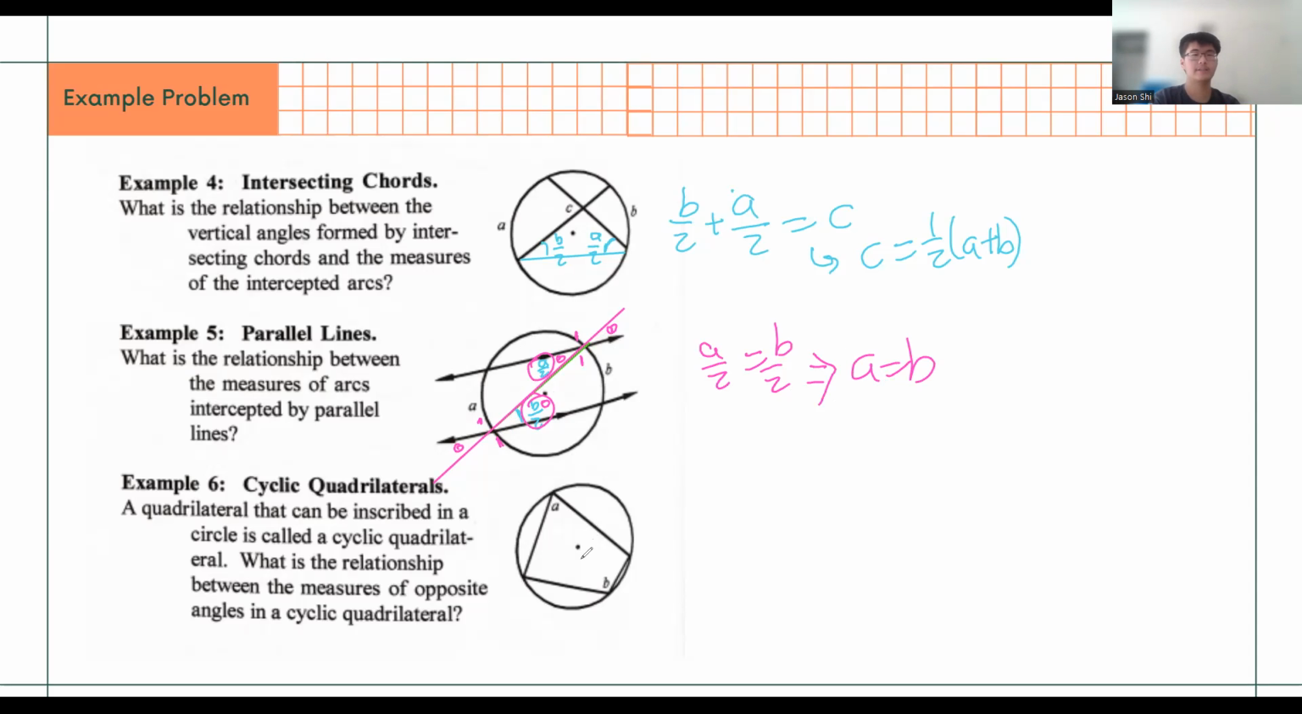Okay, so example 6, cyclic quadrilaterals. I think last time we went over kites and rectangles and stuff. Well, I've done this problem before. It's 180.